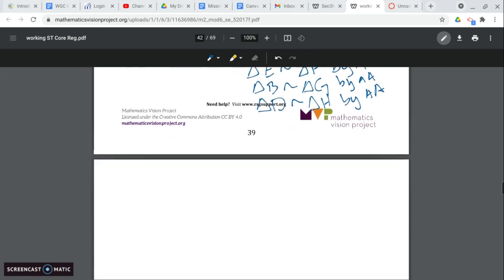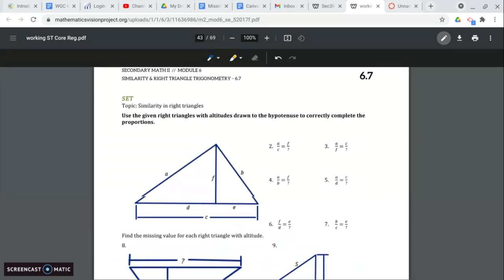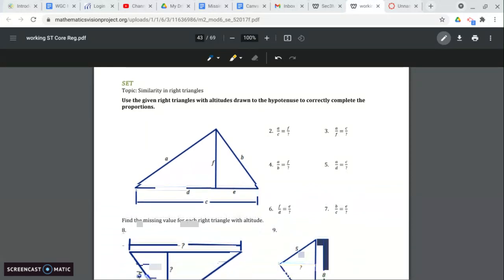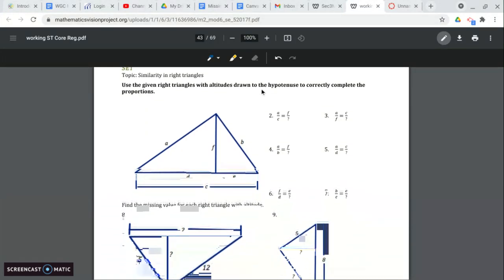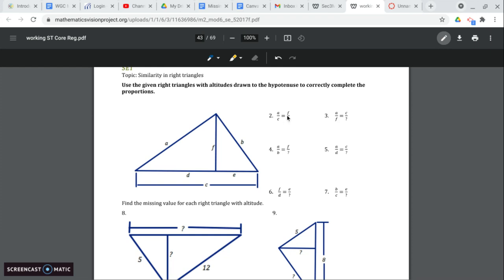All right. Use the given right triangles with altitudes drawn to the hypotenuse to correctly complete the proportions. So proportions is your key word for this lesson. So we have A over C, so this side over the whole hypotenuse, is equal to F, which is a side, over, you need the hypotenuse, which would be B of that little triangle. So notice we've got 3 different right triangles going on. One big one that's the whole thing, and then 2 smaller ones that make up it.